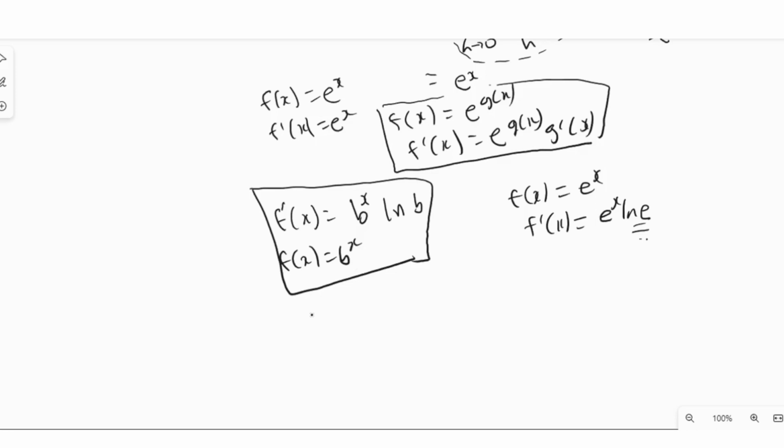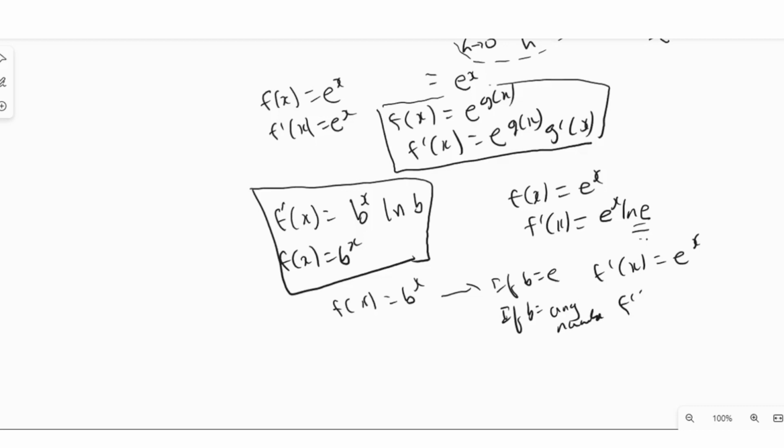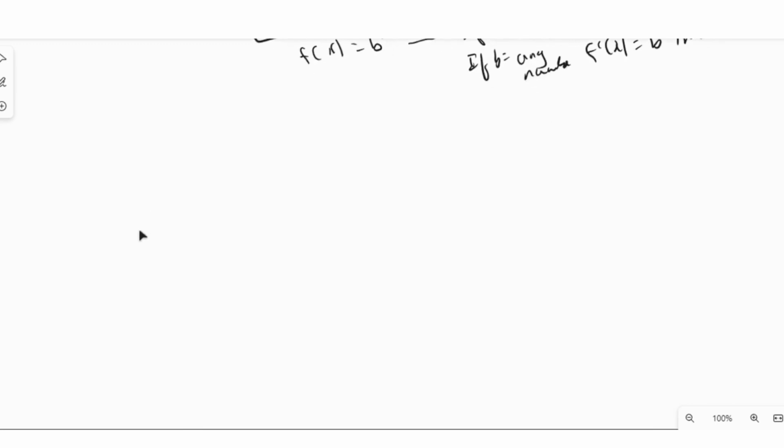So, to review this one, we said f(x) is equal to b to the power x. If b is e, then the derivative is e to the power x. If b is any number, then f prime is b to the power x times ln of b. Let's see some examples here.